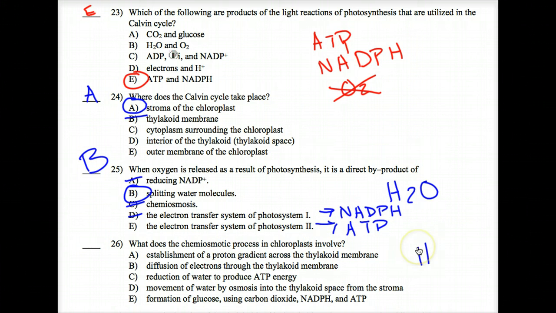26. What does the chemiosmotic process in chloroplasts involve? It's going to involve a hydrogen ion gradient, because it always involves a hydrogen ion gradient. So I'm looking for the word proton and gradient or hydrogen ion and gradient. And look, establishment of a proton gradient across the thylakoid membrane. I'm not reading the rest because I know that that's my answer.